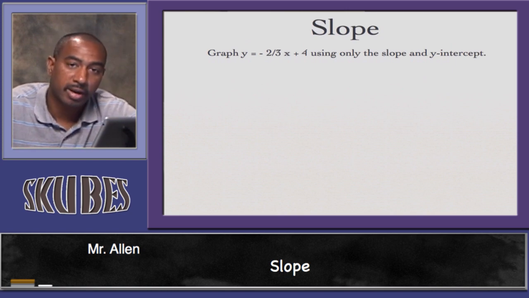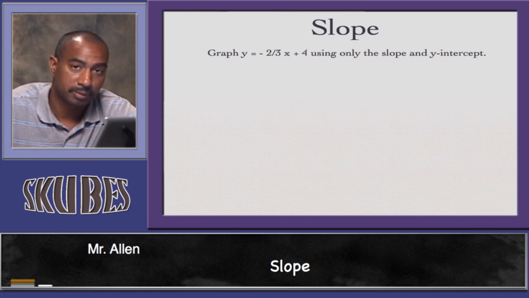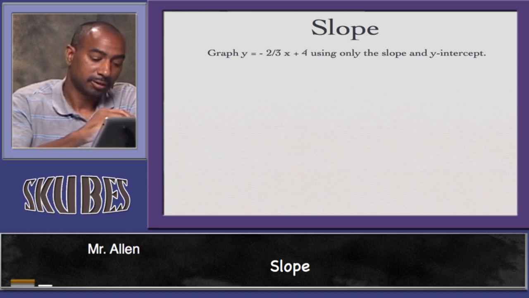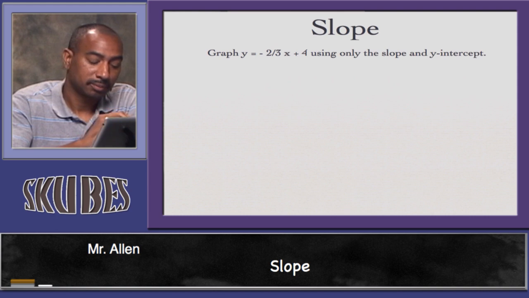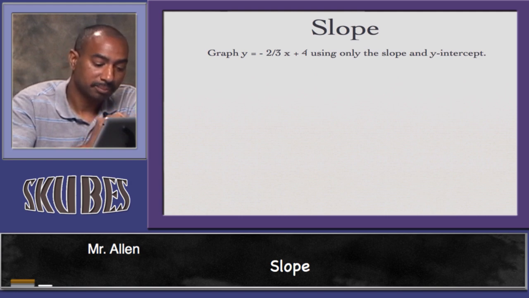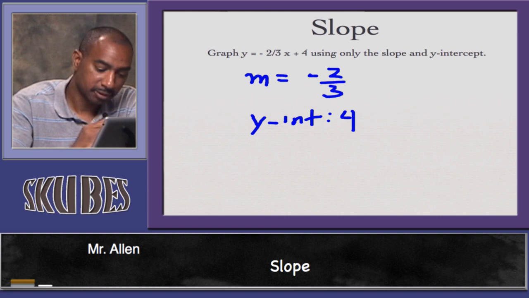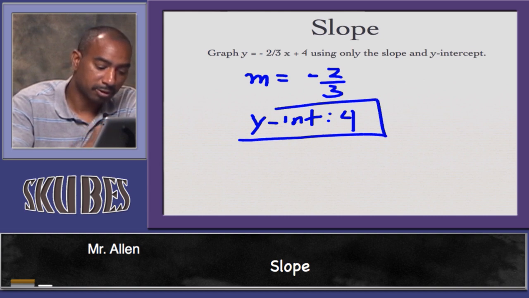We can use this for graphing. This is what we can use slope and y-intercept for. You can easily graph. You don't have to use tables, just by using the slope and the y-intercept. For example, graphing y equals negative 2/3 x plus 4, only using slope and y-intercept. So I know that the slope has to be negative 2/3. And I know my y-intercept must be 4. This is my starting point. The y-intercept is your starting point.